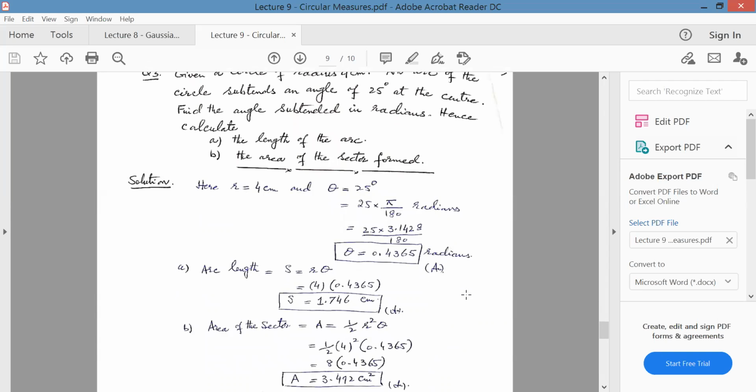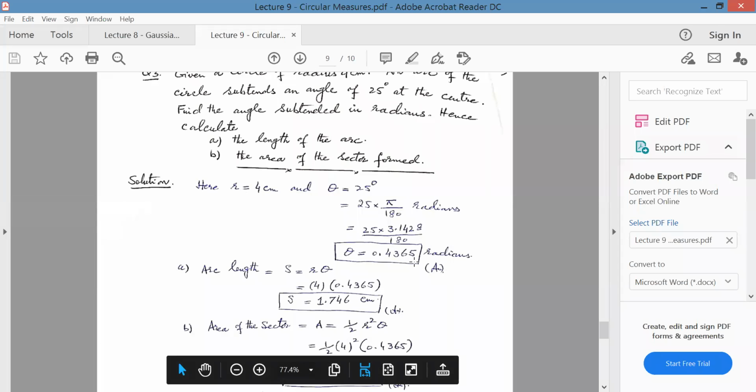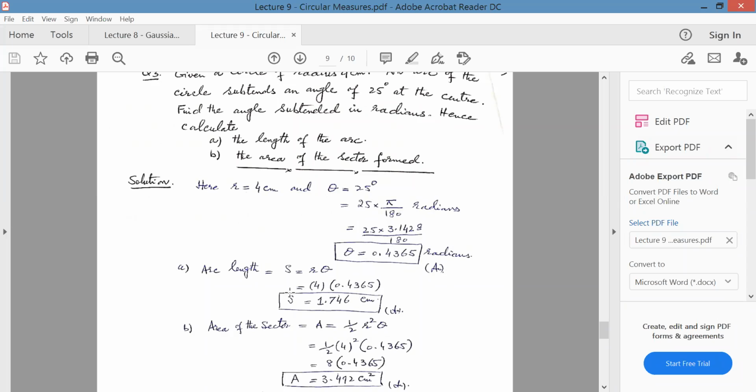Well, now we are going to solve A part. You have to find the arc length. The formula for the arc length S is equal to r theta. R is your 4 centimeter and theta you have just calculated in radians. So put it here, multiply 4 with it. The answer comes to be 1.746 centimeter. This is the arc length.